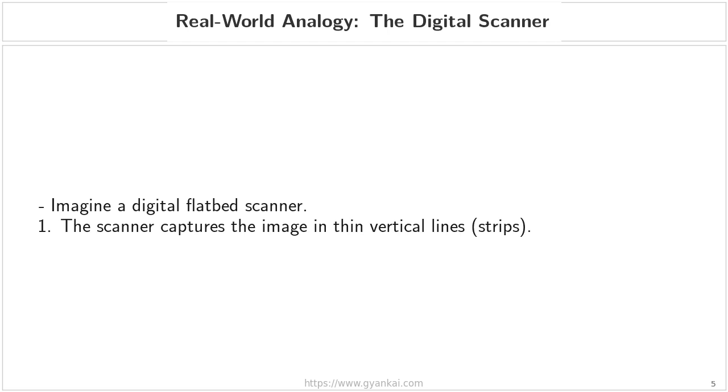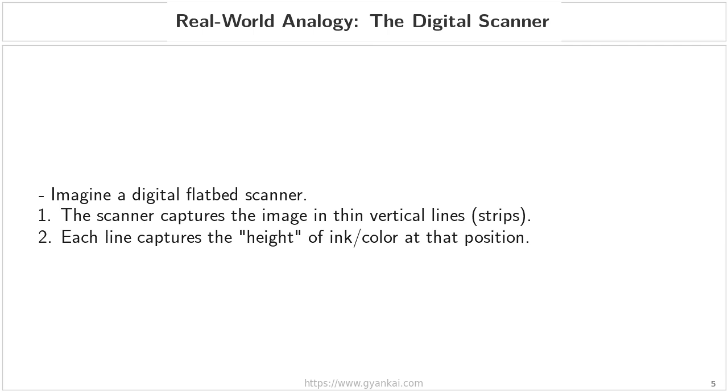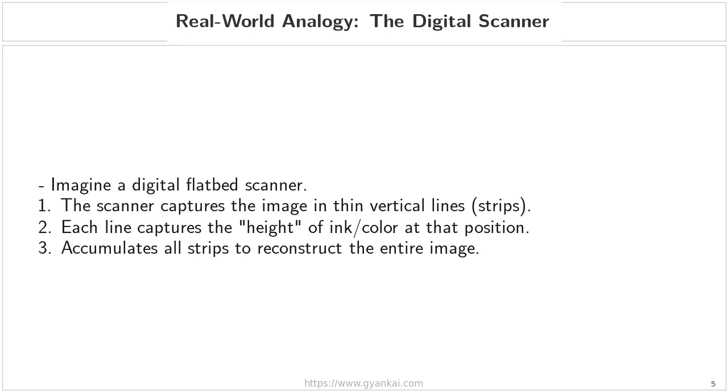First, the scanner reads a single vertical strip of the image. At that specific position, it records the height or the intensity of the color and ink present. Second, it moves just a tiny bit to the right and captures the next thin line, recording the color data for that specific spot. Finally, the scanner repeats this process across the entire width of the page, accumulating all those individual vertical lines, one after another, until it has enough data to reconstruct the complete, full image.